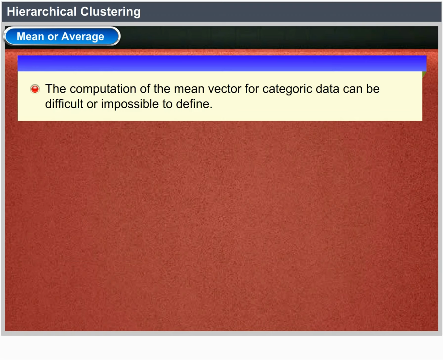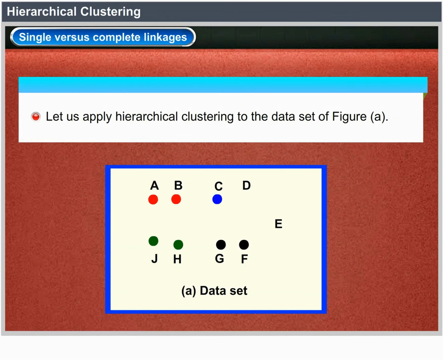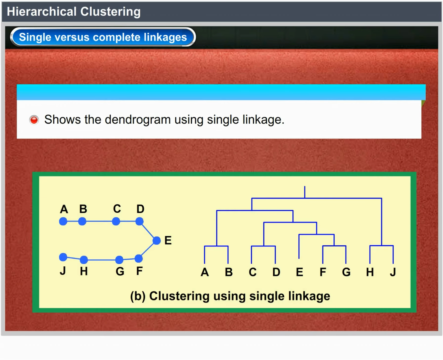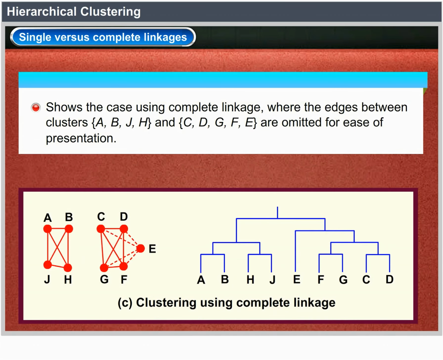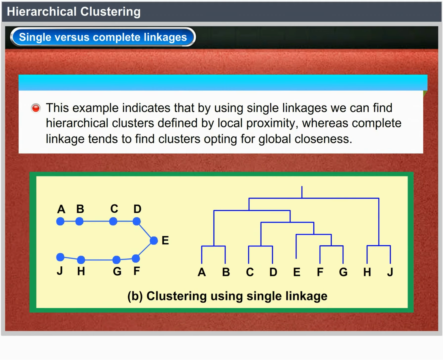Single versus complete linkages. Let us apply hierarchical clustering to the dataset of Figure A, given below. Figure B shows the dendrogram using single linkage. Figure C shows the case of using complete linkage, where the edges between clusters A, B, J, H and C, D, G, F, E are omitted for ease of presentation. This example shows that by using single linkages, we can find hierarchical clusters defined by local proximity, whereas complete linkage tends to find clusters opting for global closeness.